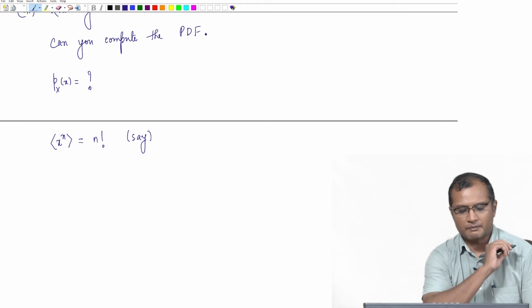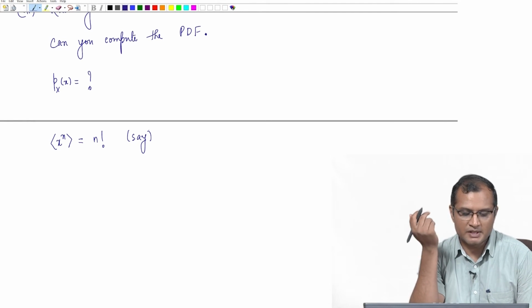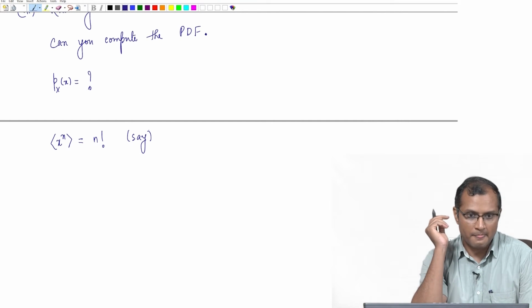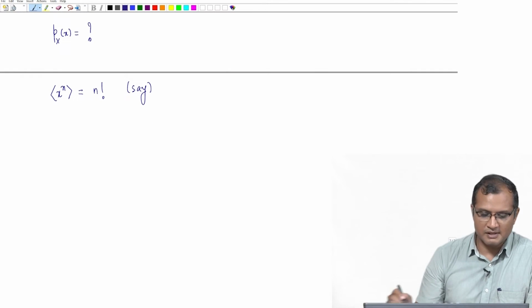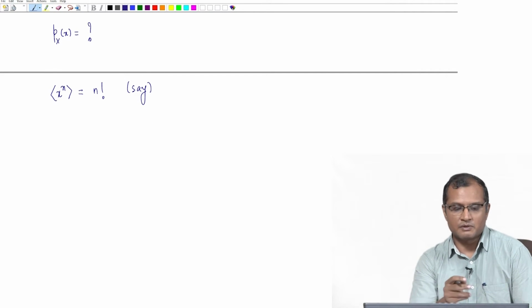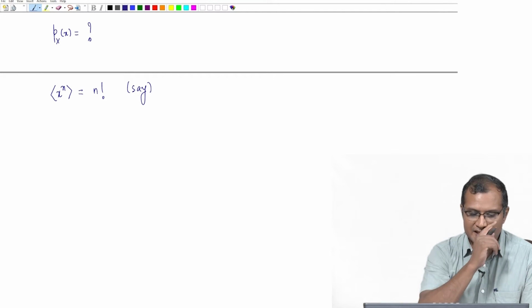We are taking an example. I know the moments are n factorial. So, what is the PDF? Now, if you have taken the first few assignments seriously, you may already be in a position to tell what the PDF is, but I am not going to disclose it here. It will be revealed to you at the end of the exercise. Okay. So, let us chase the PDF.